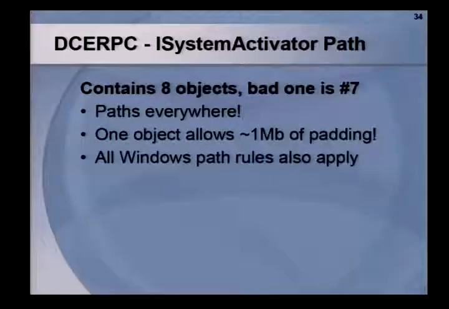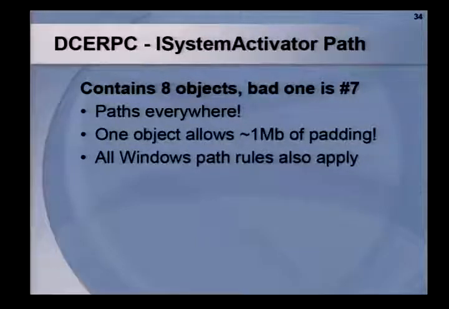A number of the different objects also had strings of unlimited size. So you could send over a meg of data in a specific object and push the IDS into a state where it has to track way too much data, and most IDSs at the time would just drop the request.